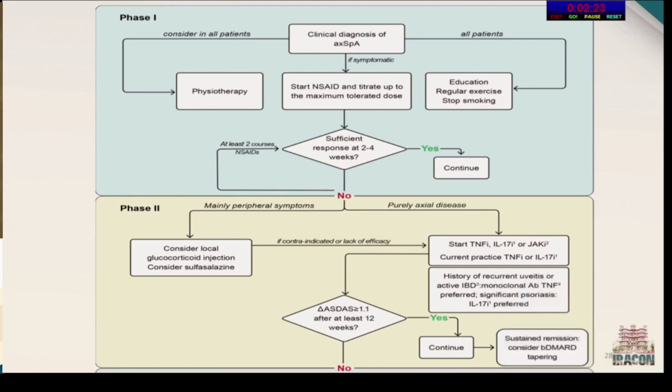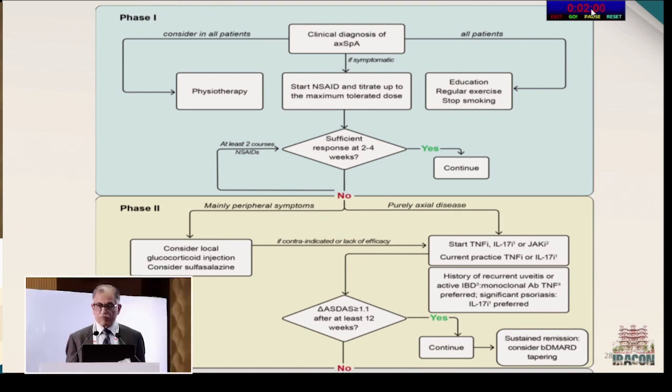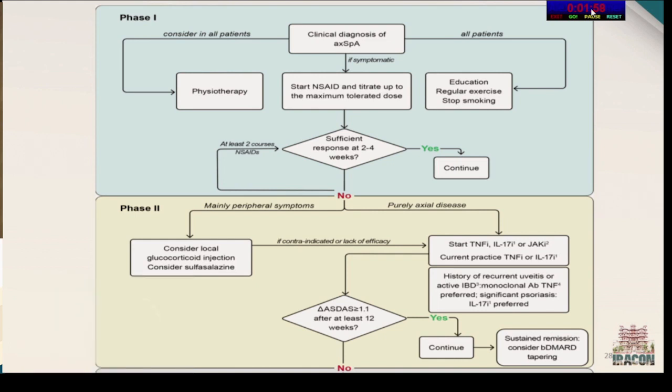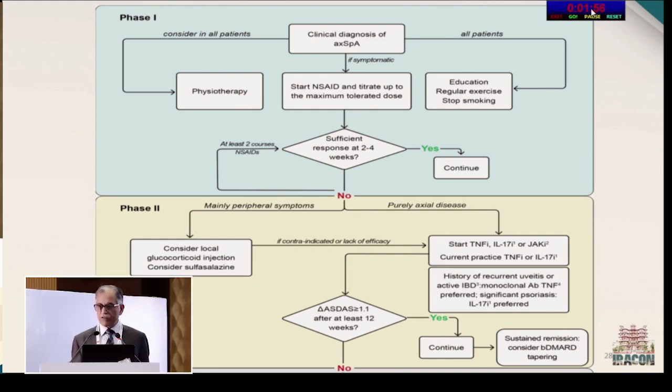So if you have a patient with a diagnosis of axial SPA, you offer physiotherapy and education about the disease, and a recommendation for regular exercise and stopping smoking, to all patients. Start NSAIDs and titrate up to the maximum tolerated dose. And if sufficient response occurs, just continue it. If not, make sure that you have given 2 NSAIDs over 2 to 4 weeks. And still, if there is no response, the patient enters the second phase.